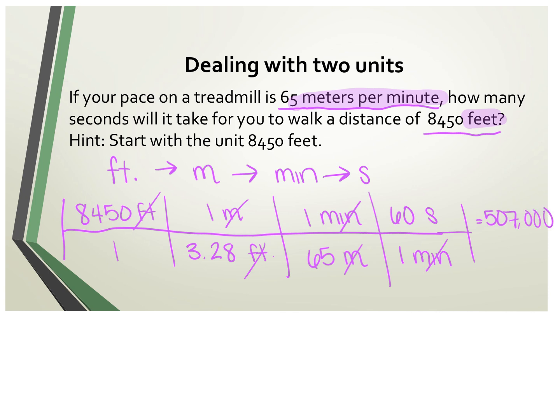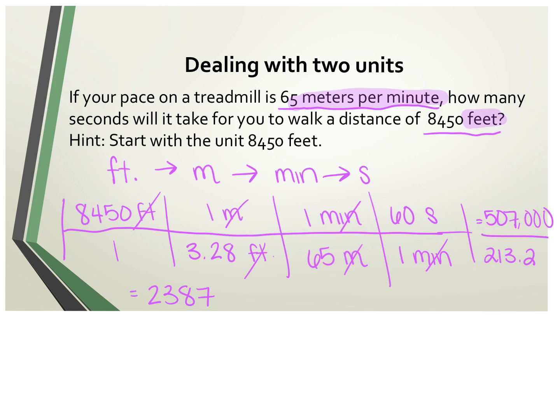507,000. Do y'all agree? Okay. 3.28 times 65. 213.2. Okay, and then now go ahead and divide both those numbers. 2,387.0487. That's good enough. We're going to round. Are you getting 2,387?